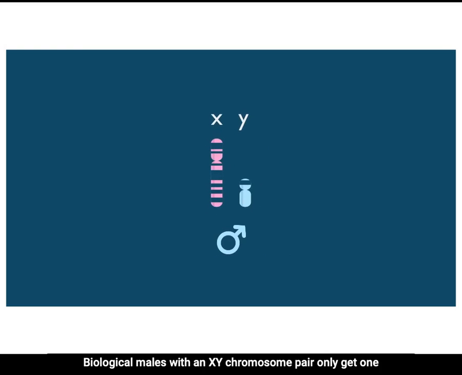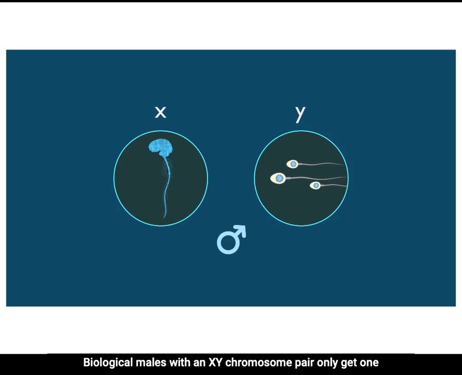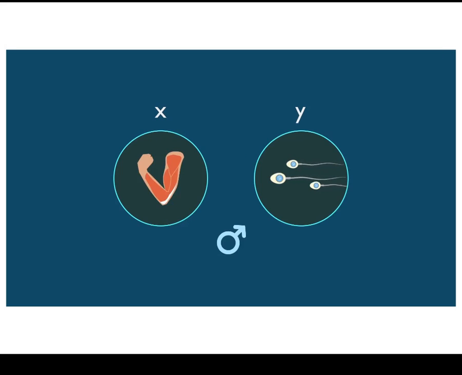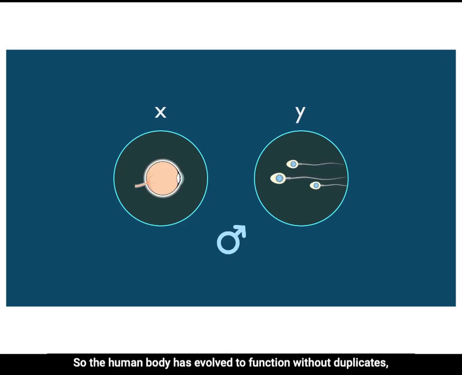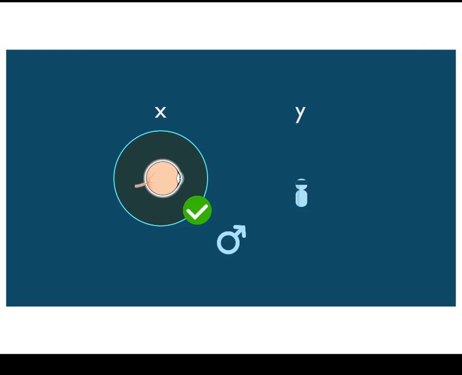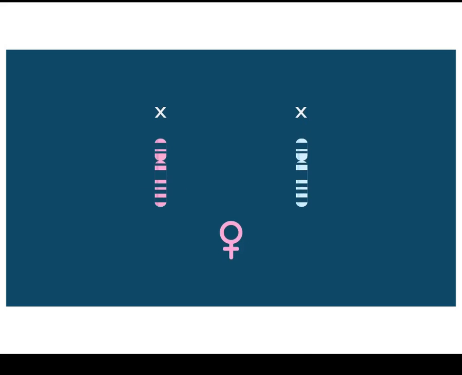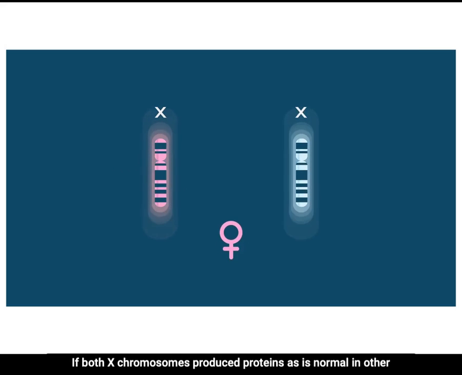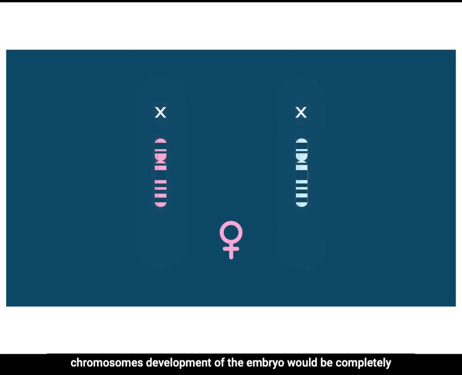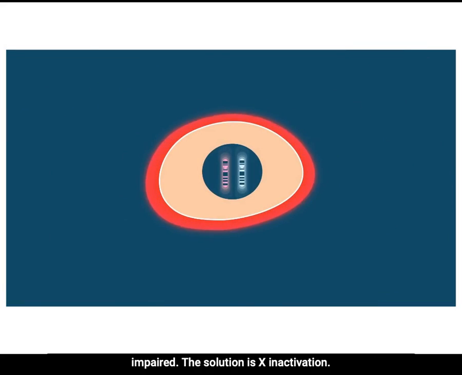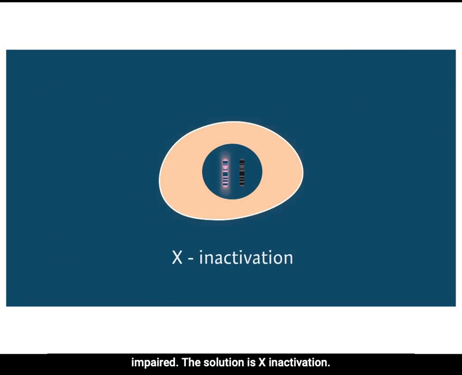Biological males with an XY chromosome pair only get one copy of all these X chromosome genes. So the human body has evolved to function without duplicates. But that creates a problem for people with two X chromosomes. If both X chromosomes produced proteins, as is normal in other chromosomes, development of the embryo would be completely impaired. The solution is X inactivation.